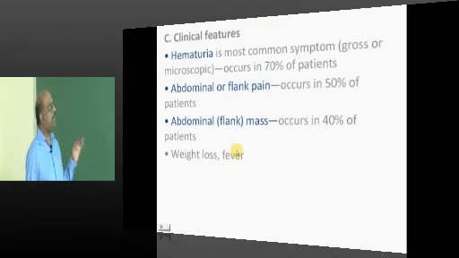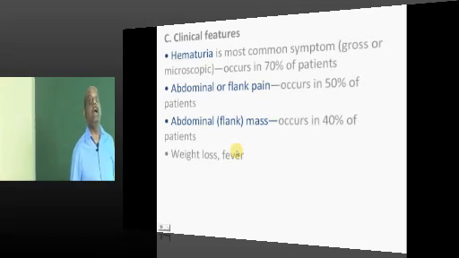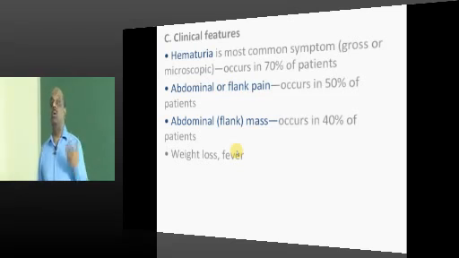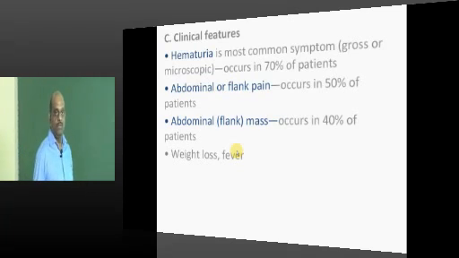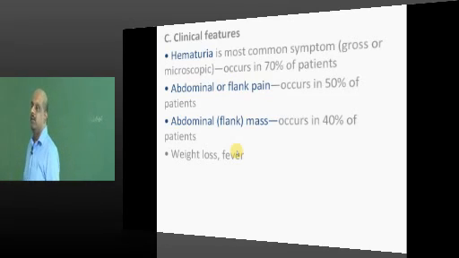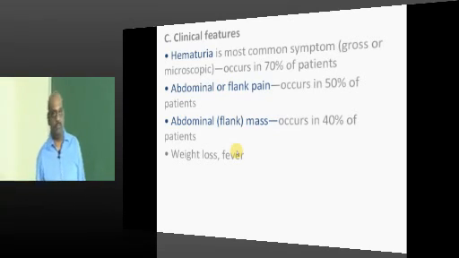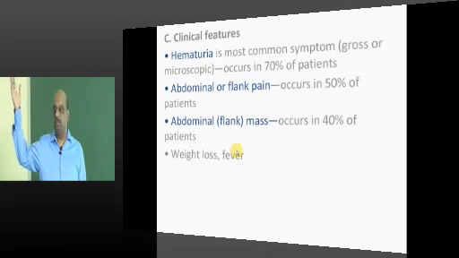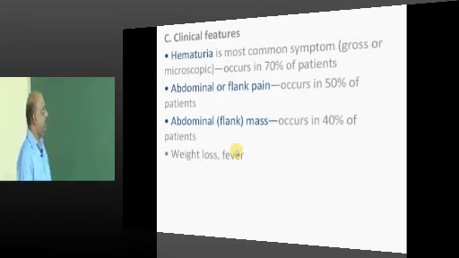What is the most common symptom, doctor? Hematuria. Hence, what is the rule? Any person above the age of 50, without UTI, without stones, who presents with hematuria, think of the possibility of renal cell carcinoma. It is a very important rule.